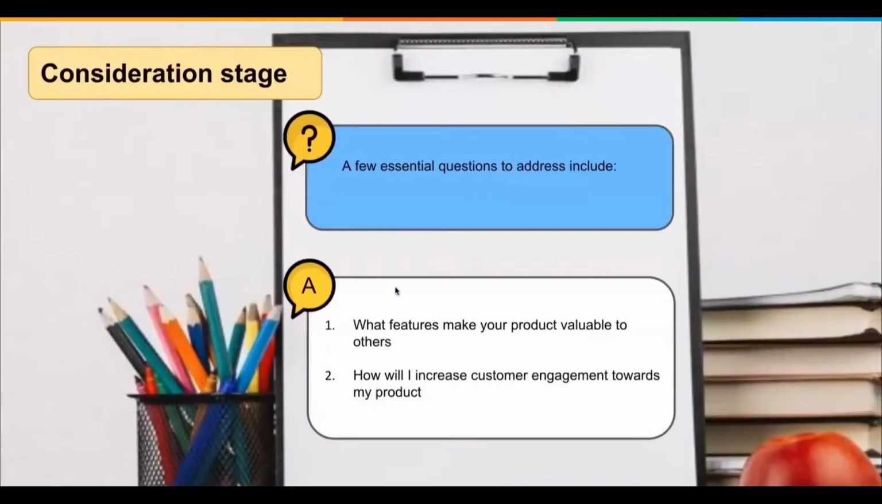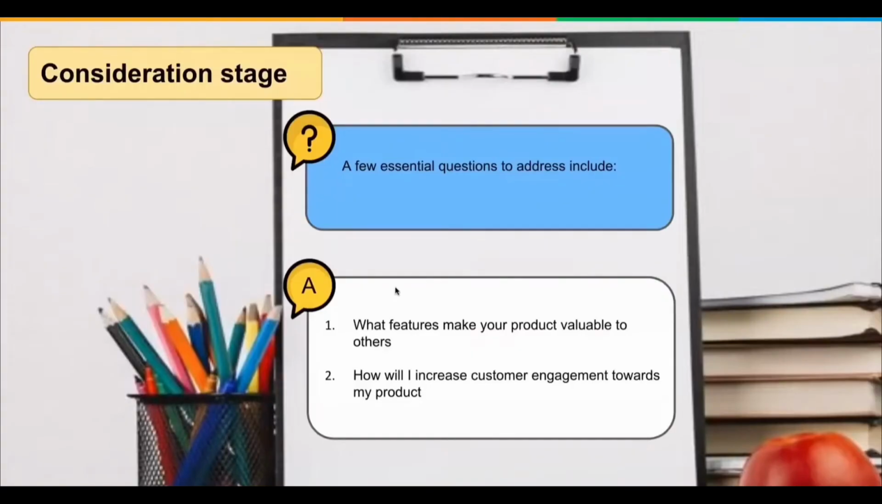Okay, so a few essential questions to address on the consideration stage. Hey, what features make your product valuable to others? And how will I increase customer engagement towards my product? So those are questions you want to ask. What features make your product valuable? You want to basically separate yourself from the competition. Basically, that's what you're trying to answer. So if you're promoting your product or service on paid search and other people are bidding on the same keyword, how are you going to stand out?